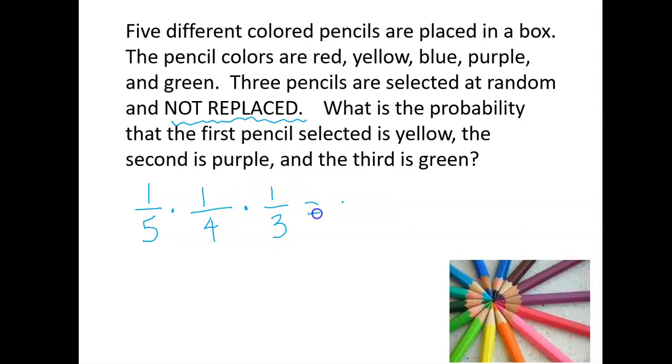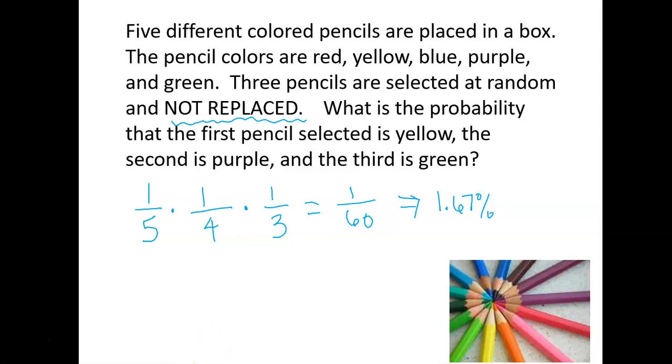Okay, so this is going to be equal to 1 over 60. 5 times 4 is 20, 20 times 3 is 60. Change it to a percentage. It comes out to 0.0166 repeating, so that would be 1.67%.